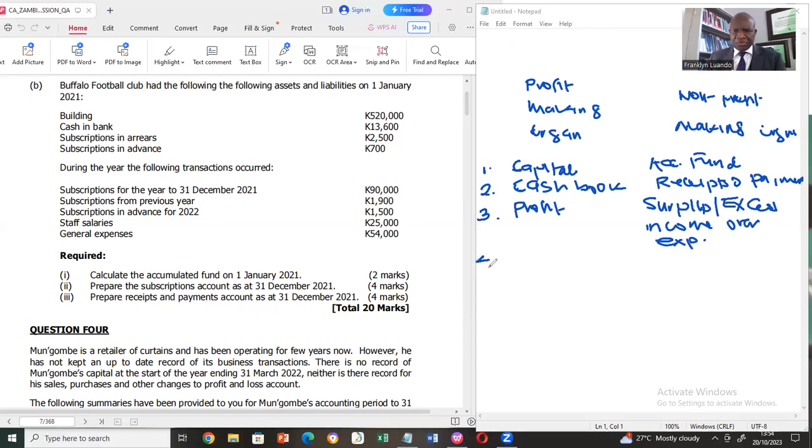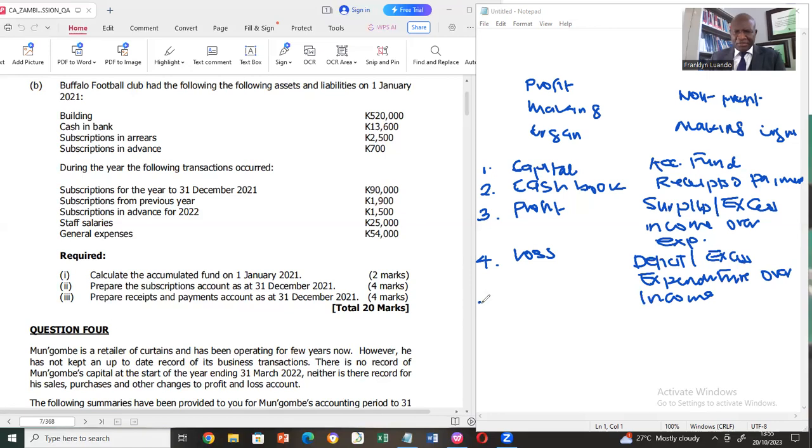Number 4, a profit-making organization may incur a loss for the period. A loss is referred to as a deficit under non-profit-making organizations, or also excess expenditure over income.